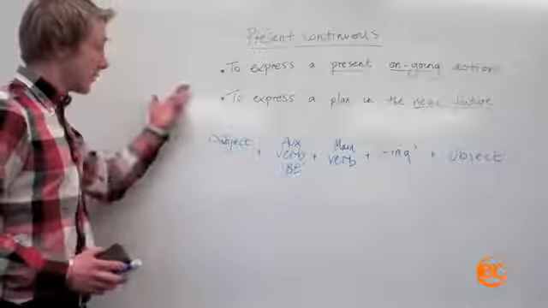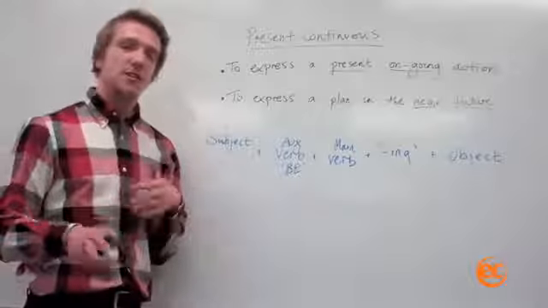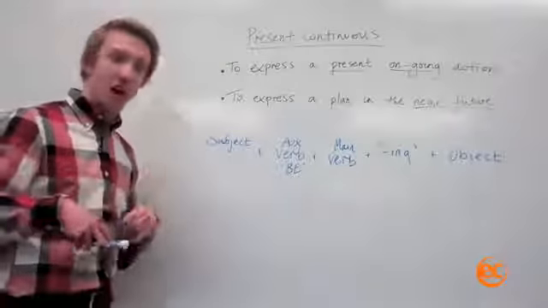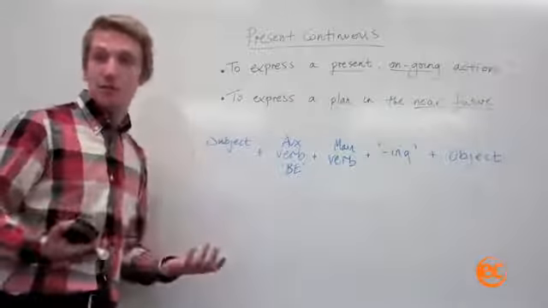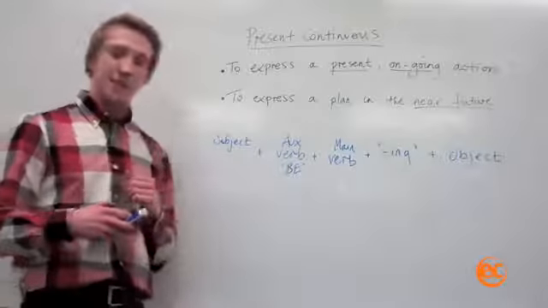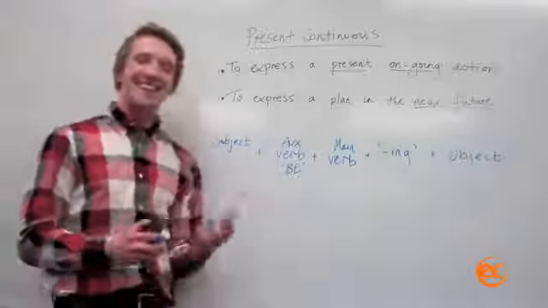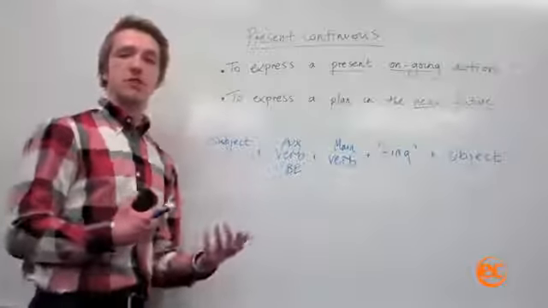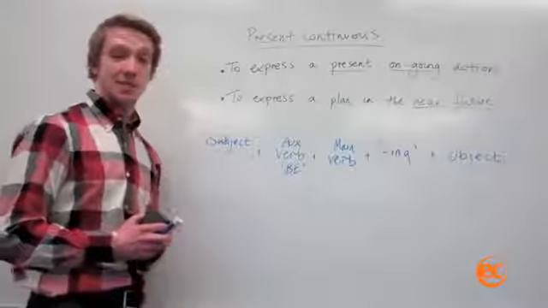The first is to express a present ongoing action. That's an action that's happening in the present. Yeah? Quite literally. Now, I am speaking. I am continuing to speak. My behaviour is ongoing. The second context in which we might use the present continuous is to express a plan in the near future. So, what am I doing this evening? What am I doing this afternoon? We can address that with this tense.